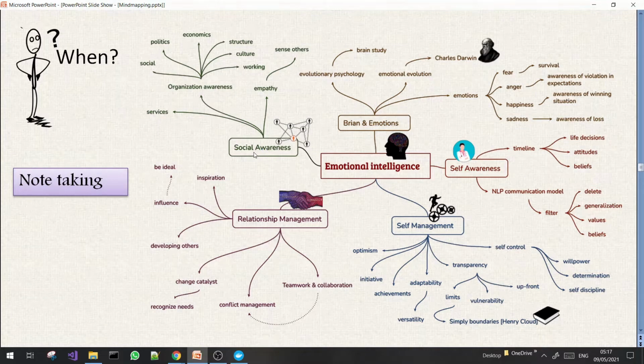Now let's talk about another usage of mind mapping, which is note taking. I took a course about emotional intelligence and it was about a 45-minute course. After having all these points, I can revise the whole information within 5 minutes. This is the power of mind mapping. It reduces time from 45 minutes to 5 minutes.